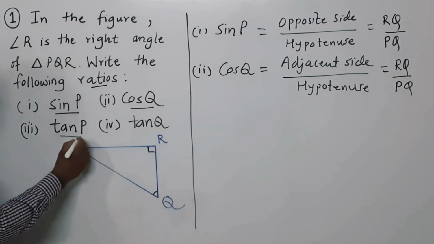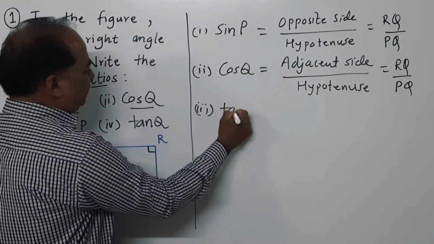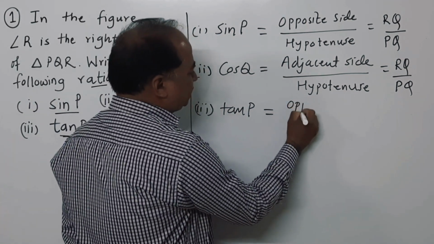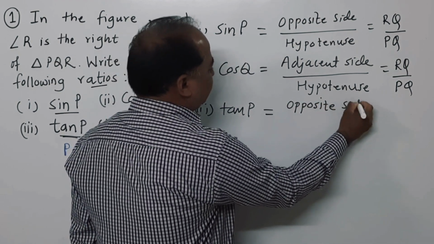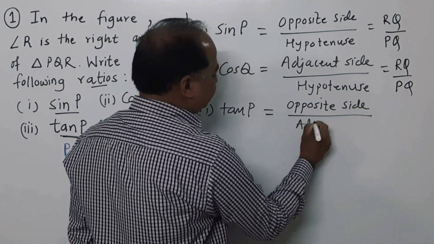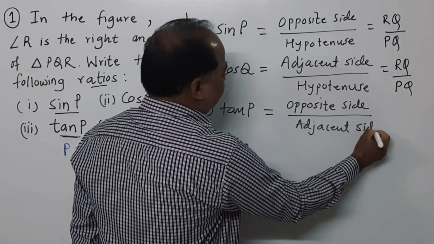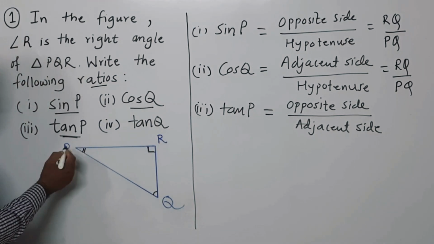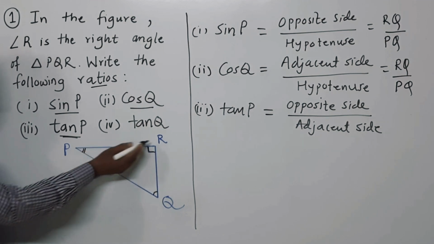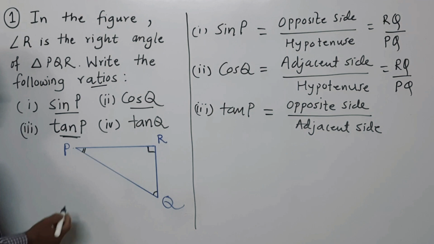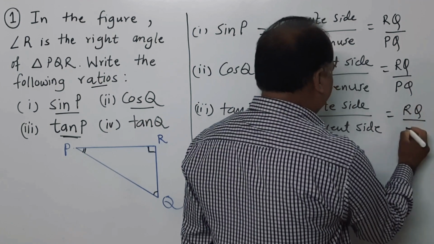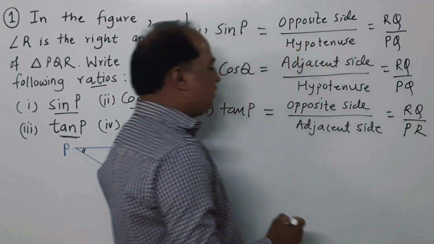Third trigonometric ratio is to find tan P. The tangent ratio is given by the formula: tan theta is opposite side upon adjacent side. The opposite side to angle P is RQ, and the adjacent side is PR. So tan P is equal to RQ, that is the opposite side, upon PR, which is adjacent to angle P.